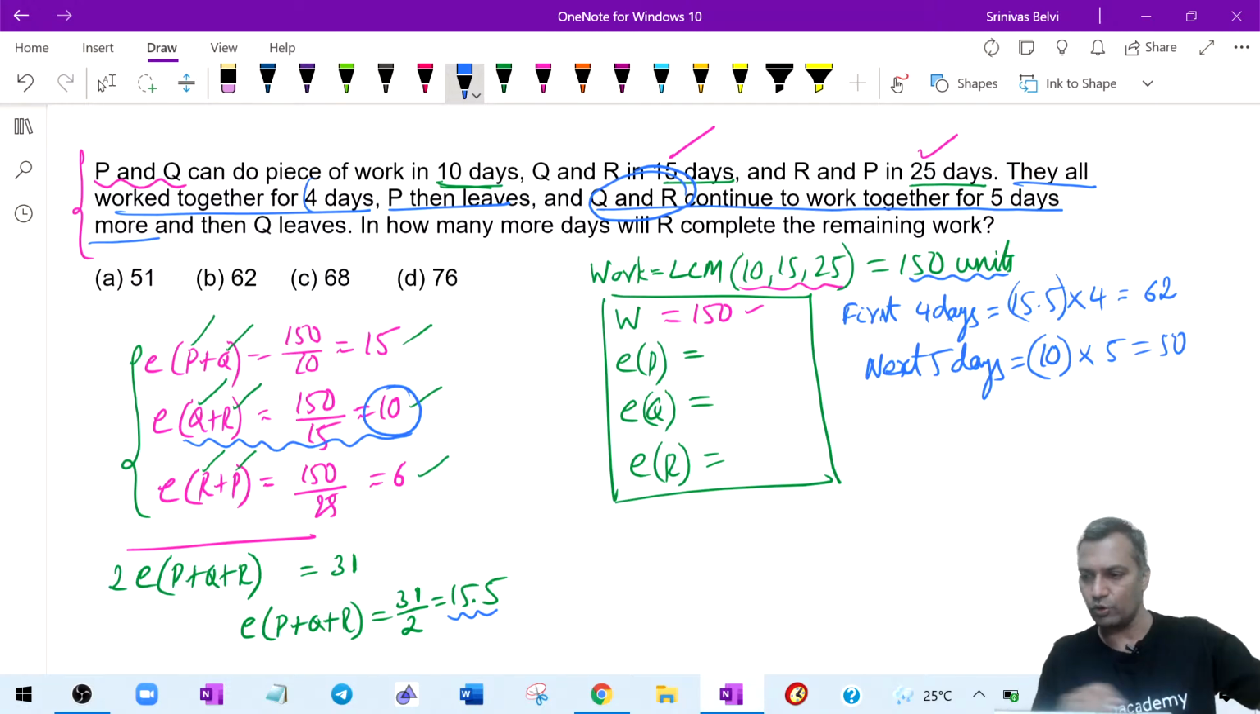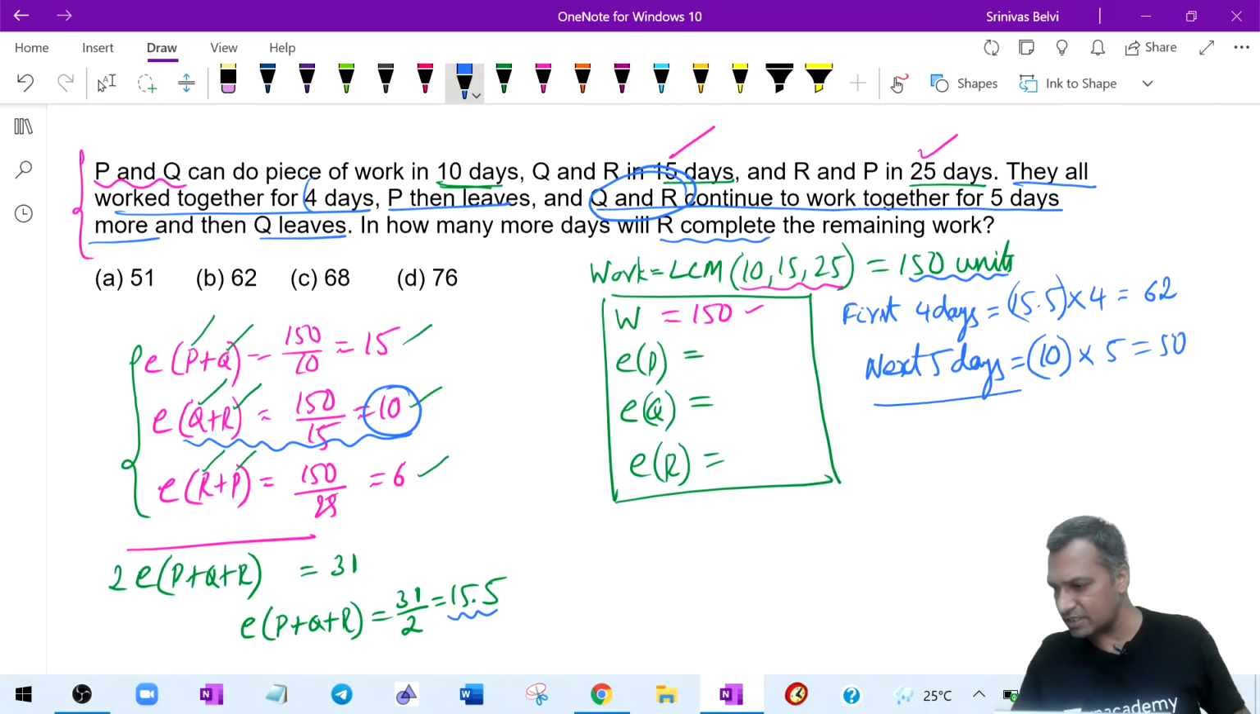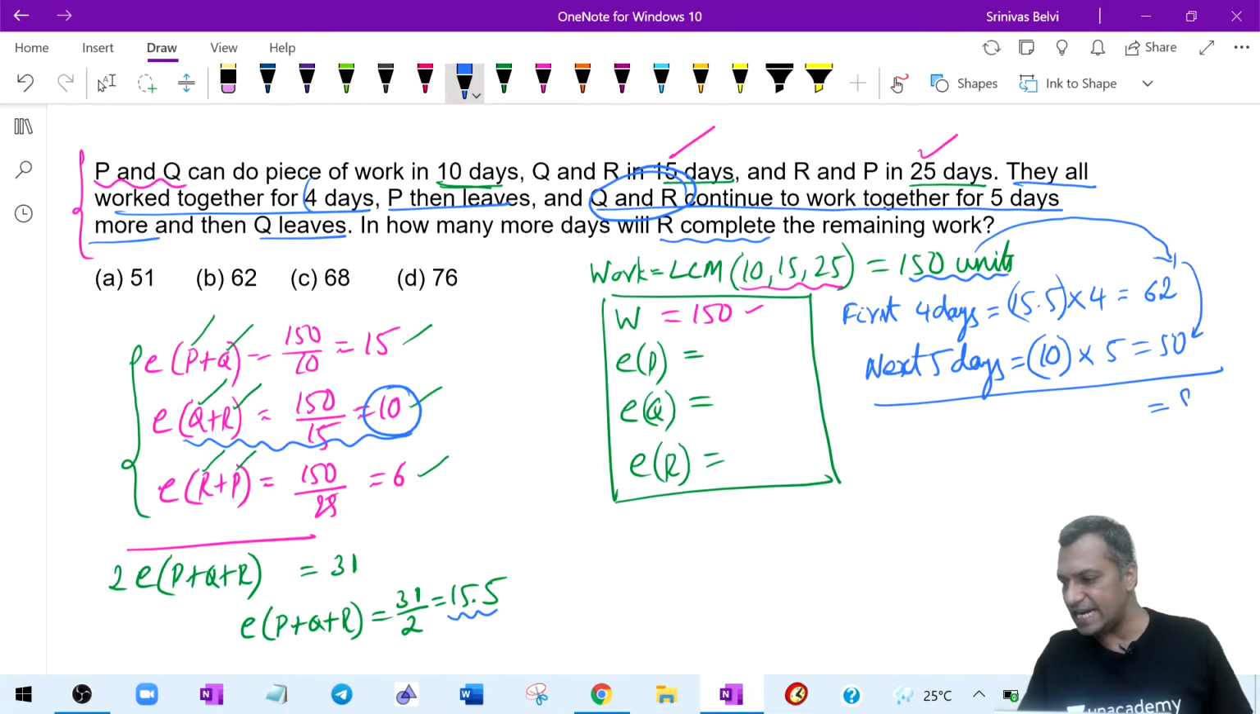Then Q left. At that point in time Q leaves, and now the remaining work will be completed by R. How many days will he take? First, let us understand what the remaining work is. Out of 150, 62 is gone. Another 50 is gone, right? Therefore, 88 units are left.